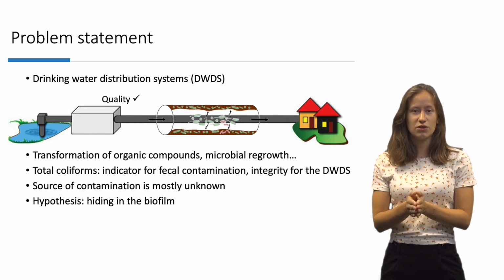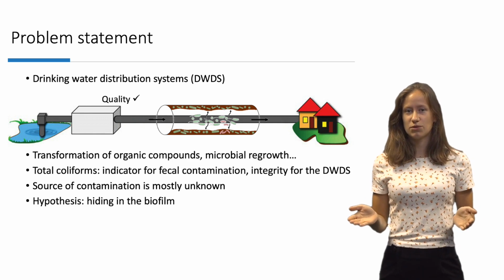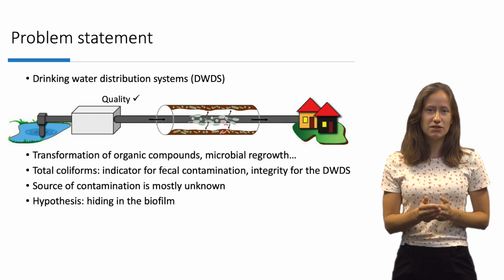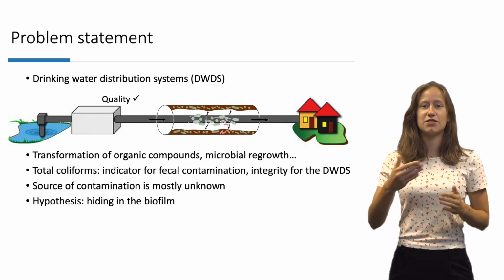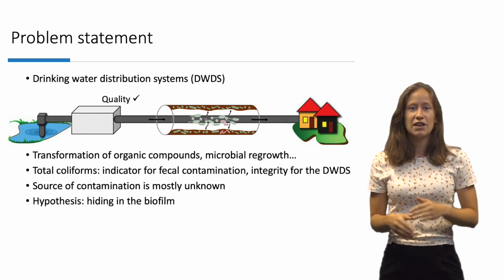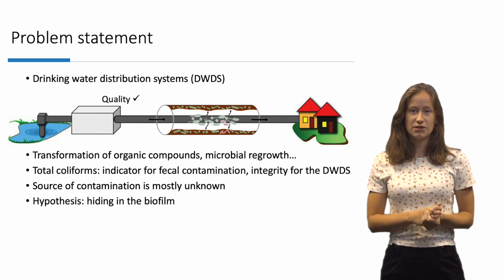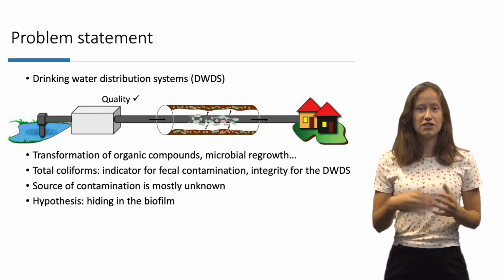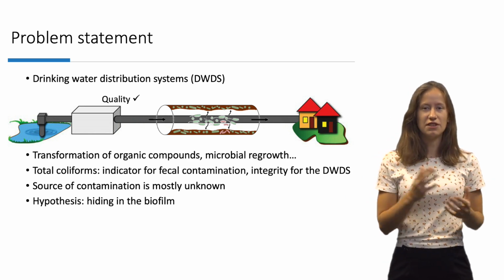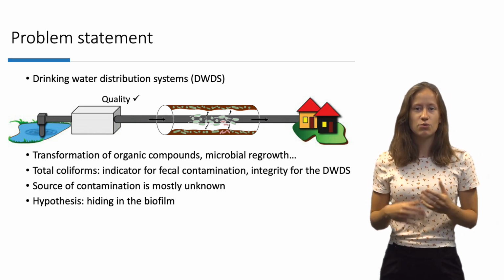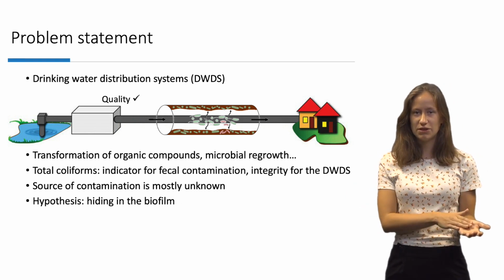The most important water quality parameter for us, and where we will focus on today, is total coliforms. It's an indicator parameter, so the coliforms themselves are not always harmful, but they indicate that there is something wrong with your water quality. In Flanders, there are still norm exceedances of these parameters. The source of contamination is mostly unknown, and we know that the coliforms have difficulties to survive in the oligotrophic environment. So one of our hypotheses is that they could hide in the drinking water biofilm on the pipes.